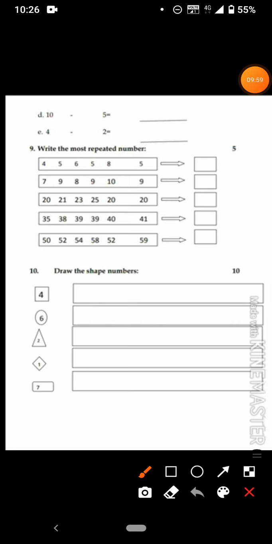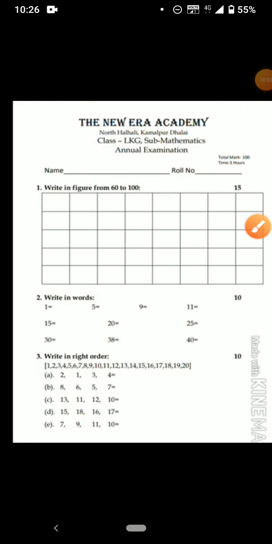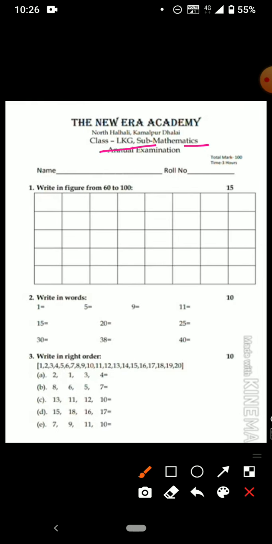You can write. So this is our exam paper for LKG students, the maths annual exam paper for 100 marks in 3 hours.